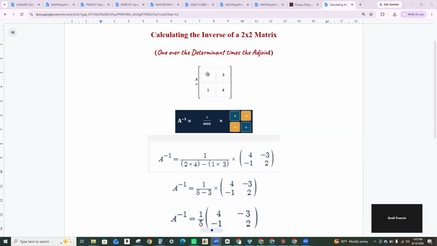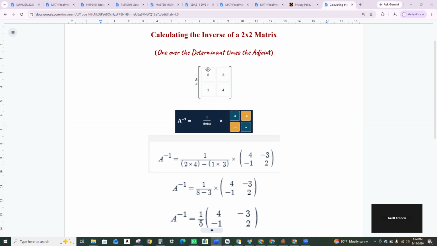you swap the positions of the main diagonal, which is the leading diagonal, and you invert the signs of the secondary diagonal, which is the non-leading diagonal. That's how you get the adjoint. So here's the formula. A inverse is equal to 1 over the determinant times the adjoint. Okay, so I can see here the adjoint, you swap the positions of B and A, and you change the signs of B and C.